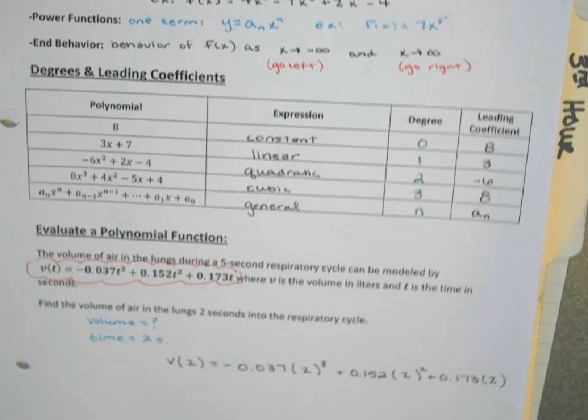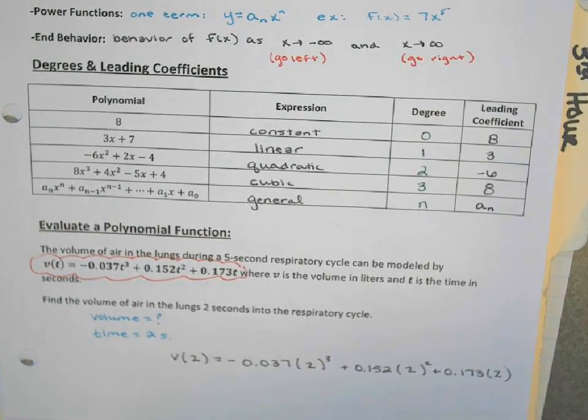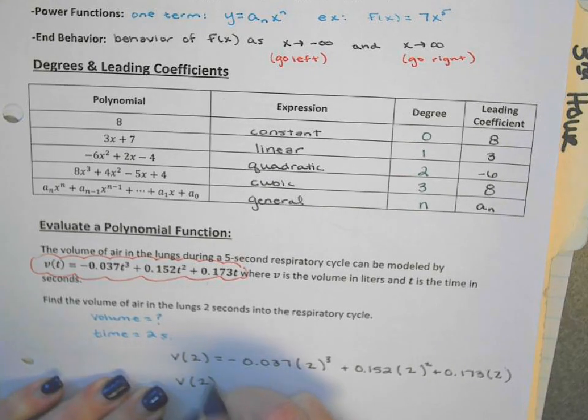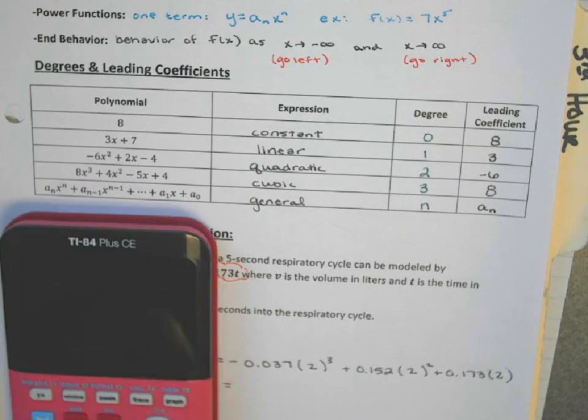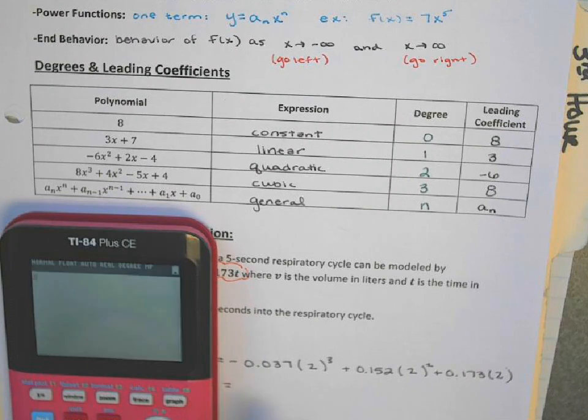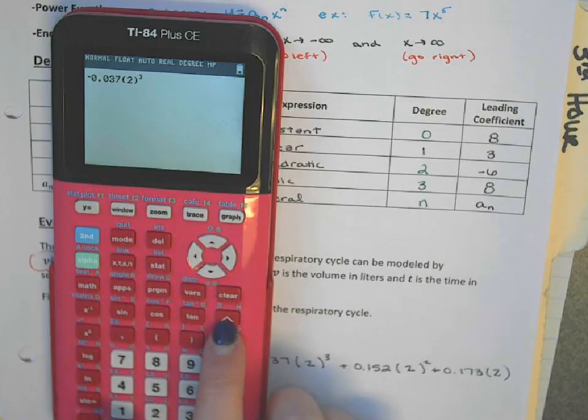Okay? Now, all this is calculator work. I'm figuring out the volume at 2 seconds equals, plug that into your calculator exactly how it looks. So, plug it in. Negative 0.037, 2 in parentheses, to the power of 3. Make sure you're using the caret to the power of. Caret button looking like this. I guess it looks like a carrot top or something.